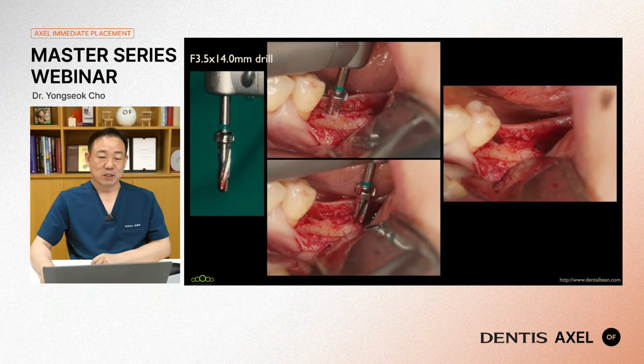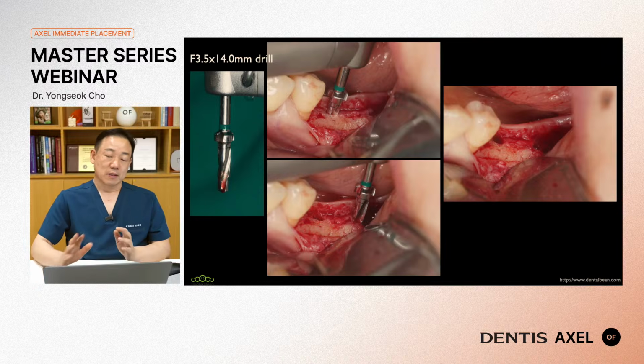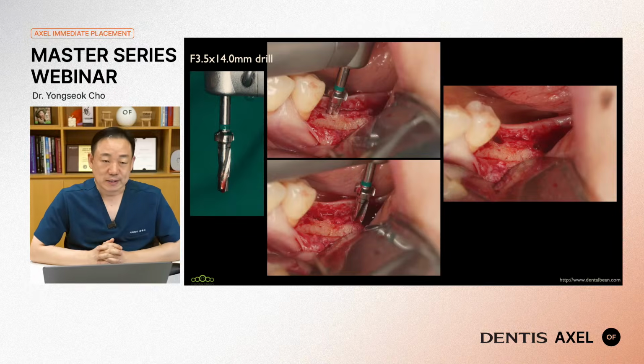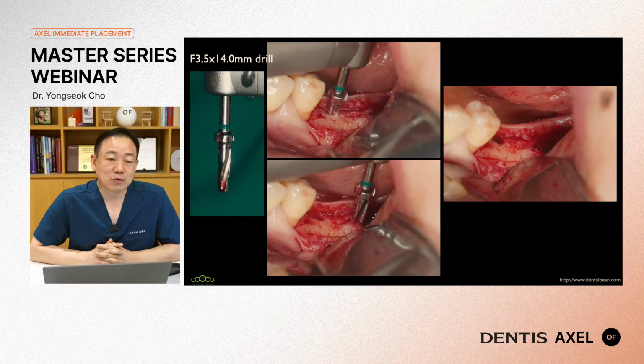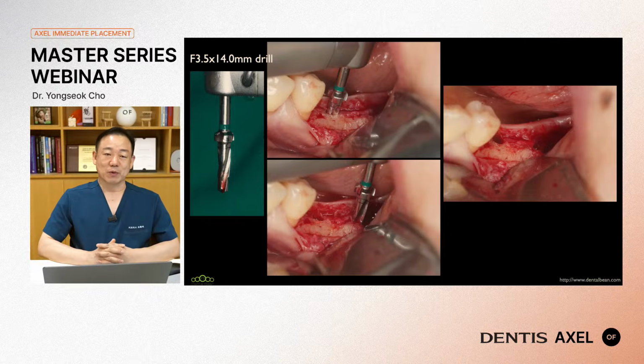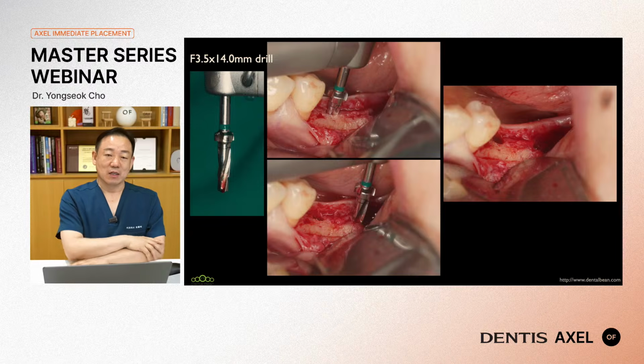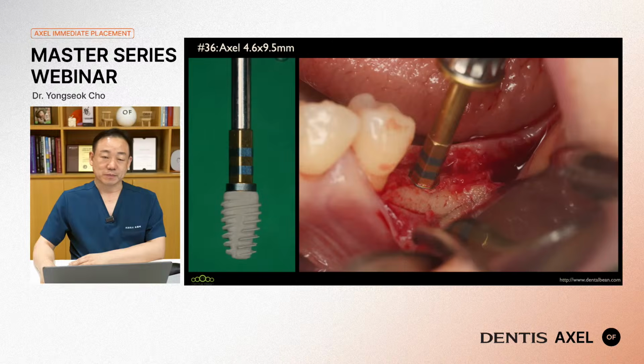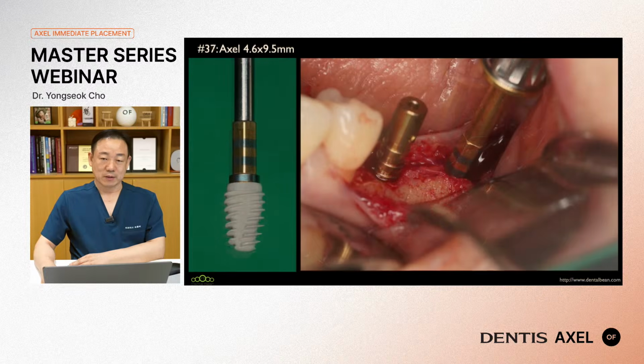As I expected, it was very soft bone. I decided to do under-preparation in this case. Sometimes I do one-step under-preparation. Sometimes I do two-step under-preparation. In this case, it was very weak bone, so I decided to do two-step under-preparation. My last drill was 3.5 by 14 millimeter, and I placed an implant of diameter 4.6 by 9.5. Okay, it is two-step under-preparation.